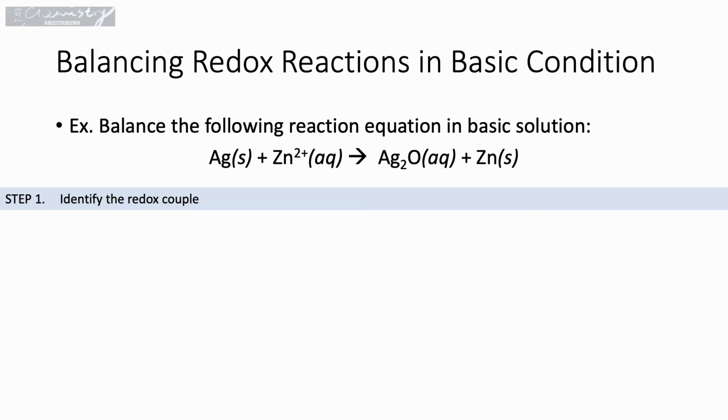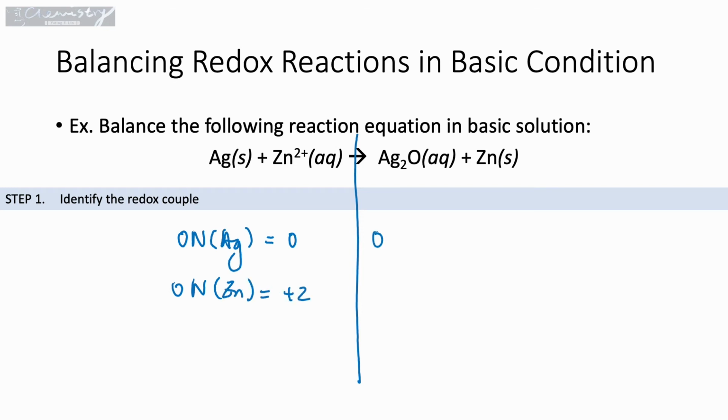Balance the following reaction equation in basic solution. To do this, the first step, we are again going to start by identifying the redox couple. We can start by looking at the oxidation numbers. Over here, I am just going to write the oxidation numbers that I determined, and you can cross-check it with yours. I will not spend a lot of time going into this because we have covered it before. If you need a review, please check back on our previous discussion on oxidation number assignment.